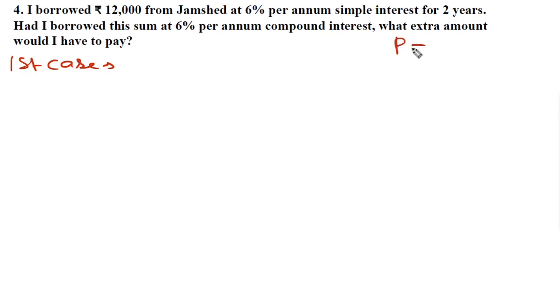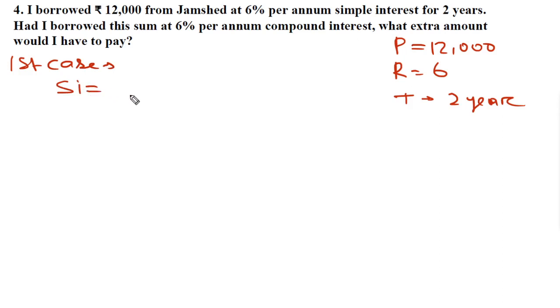So principal P is equal to 12,000. Then you have rate of interest. Both rates of interest are the same, so 6%. Then time T is here 2 years. So the first case is for simple interest. So in the first case you have to find simple interest. SI is equal to PRT by 100.